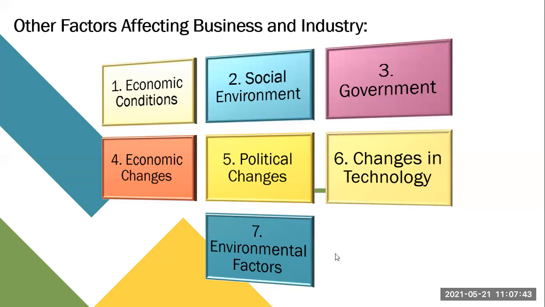So, syempre, pag nagbabago ang klima, may epekto sa mga farmers, for example. Yung mga pananim nila maaaring masira. Kung wala namang ulan, matutuyo din naman yung mga pananim nila. So, isa rin yung mga environmental factors.